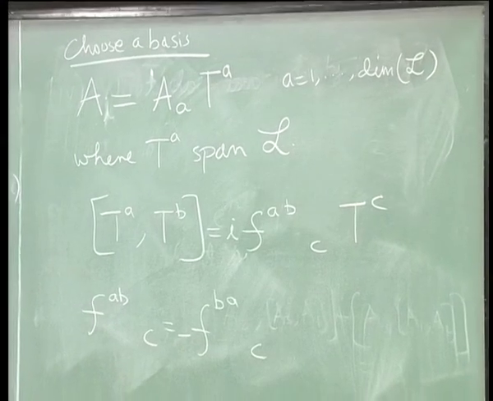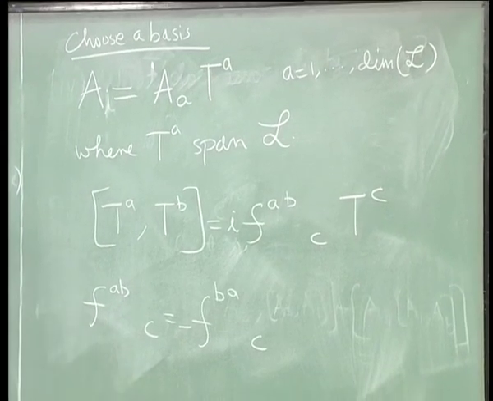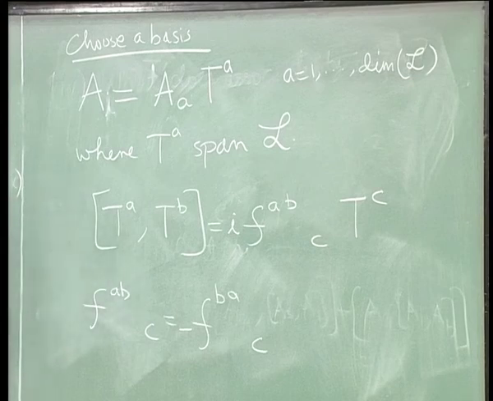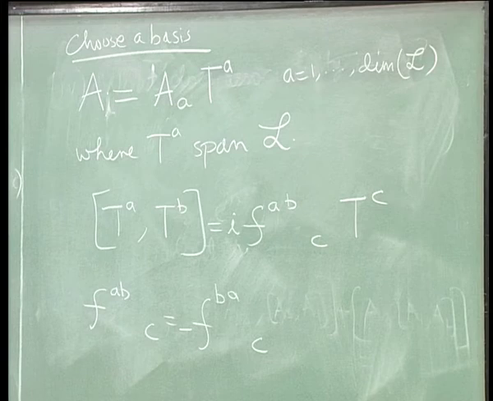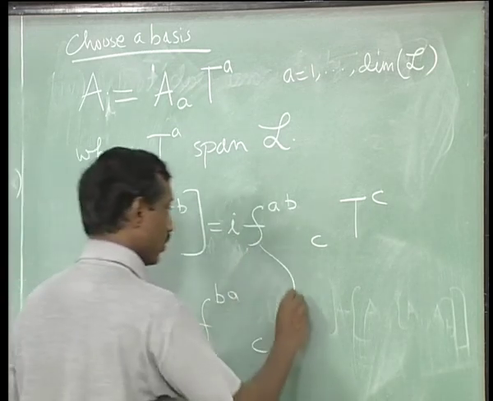I leave it as an exercise, or it will show up in one of your assignments. The T's themselves have to satisfy a Jacobi identity. So, you take T_A, T_B, T_C and write out the Jacobi identity, and you see that it will imply a condition for the f's. These have a name, they are called the structure constants.